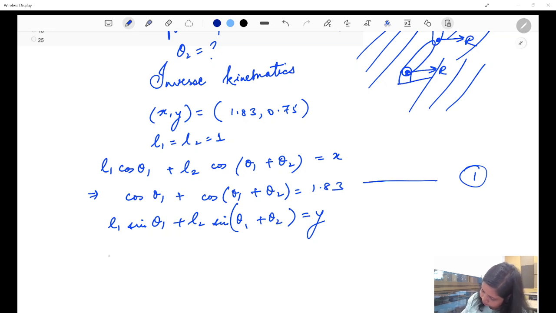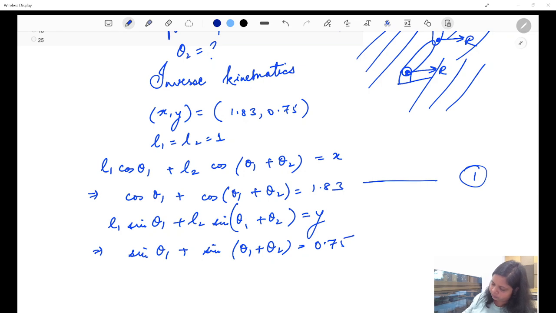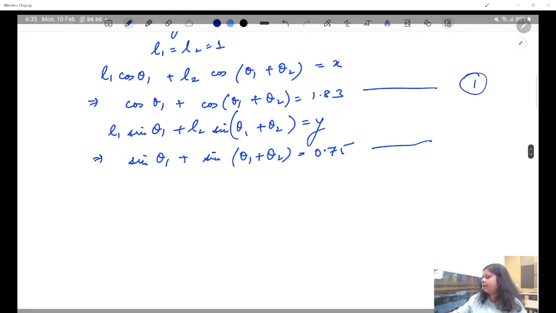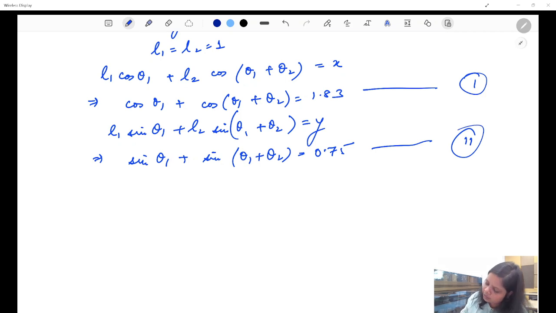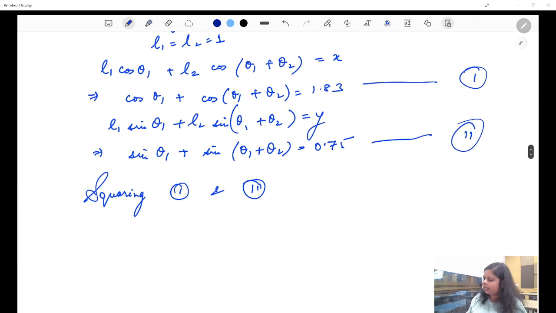All right. So sine theta, please solve along with me. Sine theta 1 plus sine theta 1 plus theta 2 is equal to 0.75. This is your second equation. Let's square and add both of these equations. Okay, so what we'll get?